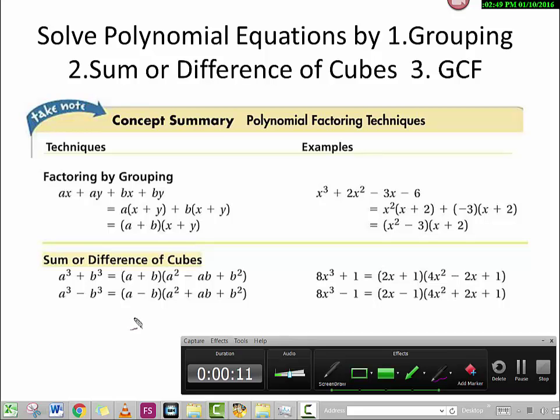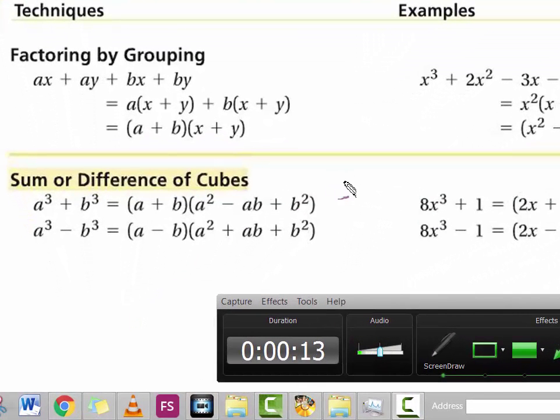For sum or difference of cubes, basically we just apply the formula right here. When this is a cubed plus b cubed, just remember this is a minus sign here and this is a plus sign here. For a cubed minus b cubed, we get minus and then we have plus.